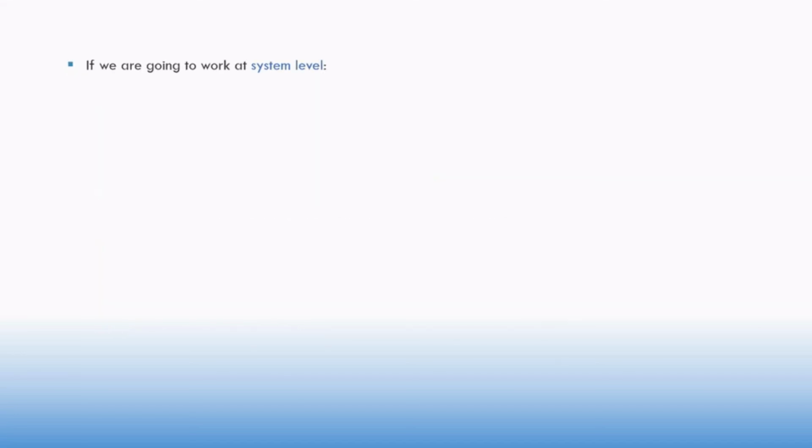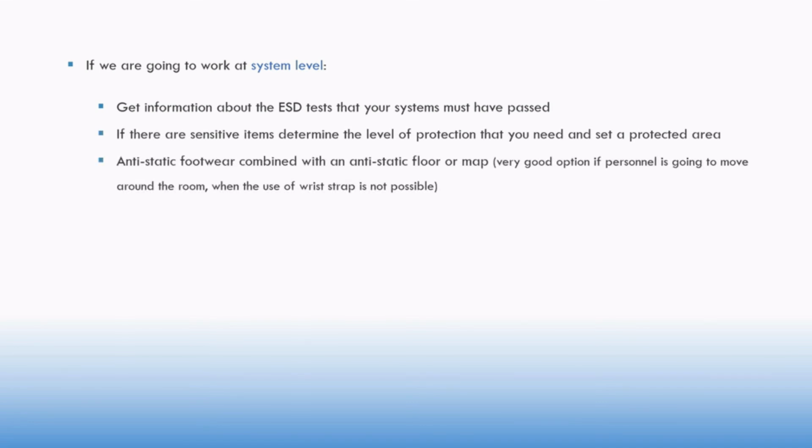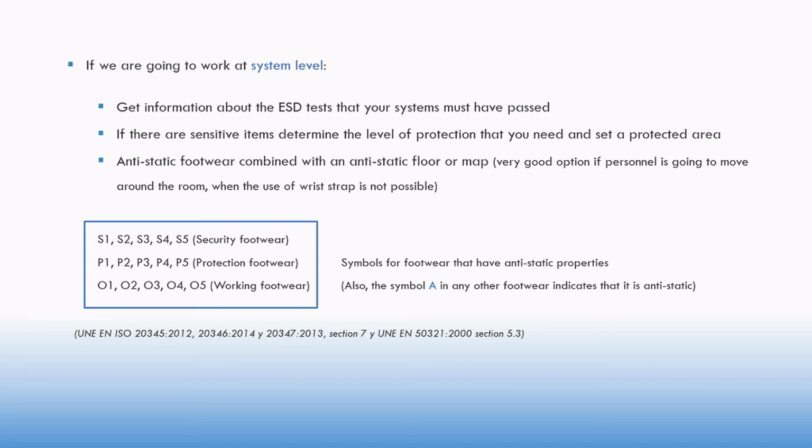If we are going to work at system level, we have to get information about the ESD tests that your systems must have passed. If there are sensitive items, determine the level of protection that you need and set a protected area. Antistatic footwear combined with an antistatic floor or mat can be a very good option if personnel are going to move around the room when the use of a grease strap is not possible.